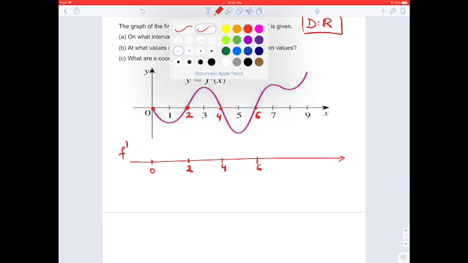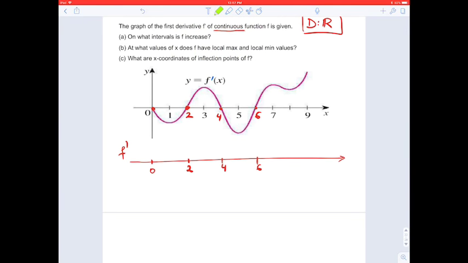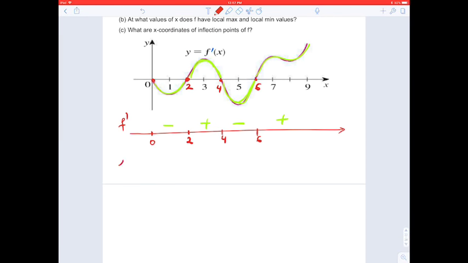Okay, that means let's test the sign. What is happening between 0 and 2? The derivative is below, this means it's negative. Between 2 and 4, it's above the x-axis, it's positive. Between 4 and 6 it's below, it's negative. And then after 6, it's above, it's positive. Perfect, we know everything.